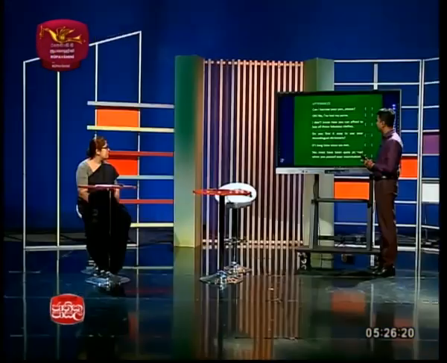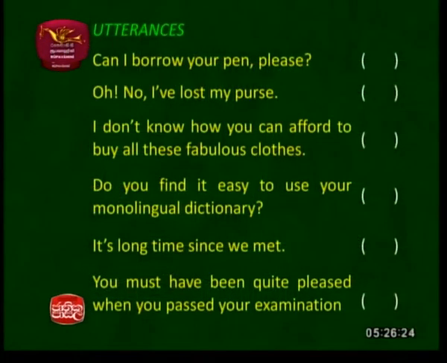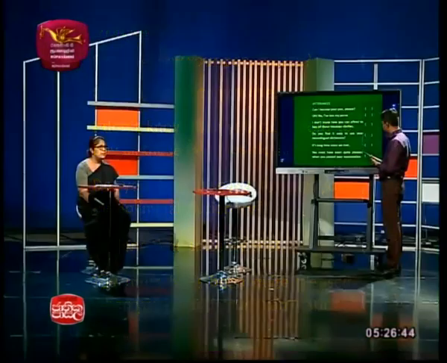Yes, best thing. So these are the utterances. Can you read that? Can I borrow your pen, please? Oh no, I've lost my purse. I don't know how you can afford to buy all these fabulous clothes. Do you find it easy to use your monolingual dictionary? It's a long time since we met. You must have been quite pleased when you passed your examination.